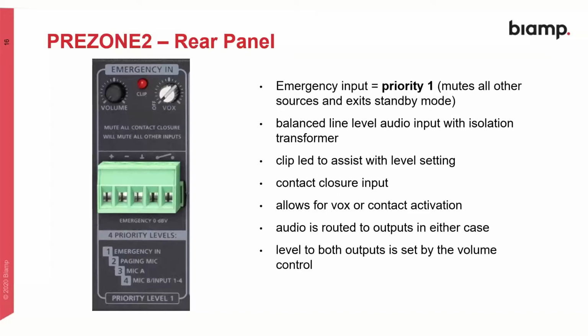The other way you can use it is to use a contact closure from an alarm system. And this is very common where an alarm system just has a contact closure output, which will become active when the alarm system is activated. So you simply connect that to the contact closure, and again, it activates emergency mode so that no other sources can be heard and the device exits standby. The level to both outputs is set on the rear panel level control. So if you are using an audio signal, the audio signal in emergency mode will be directly routed to both output zones, and the level is set by this level control on the rear panel here.